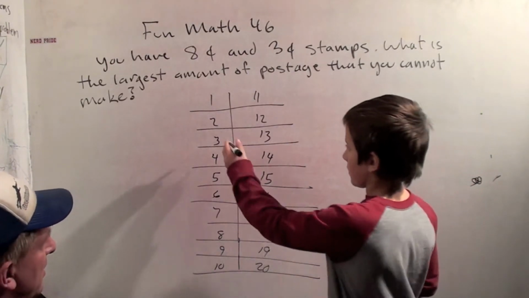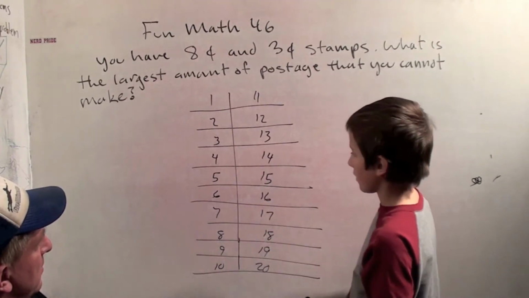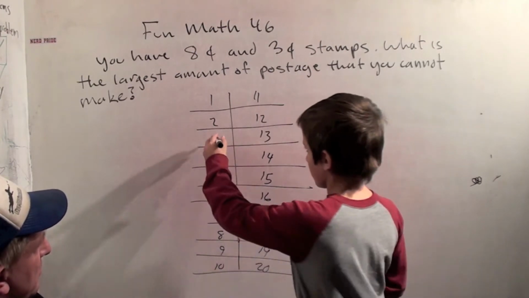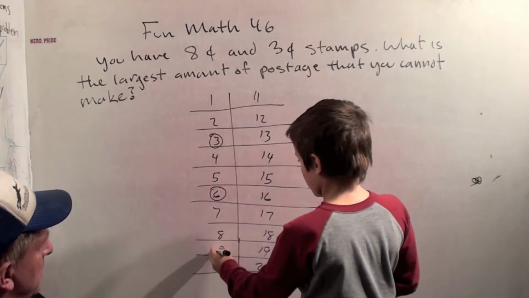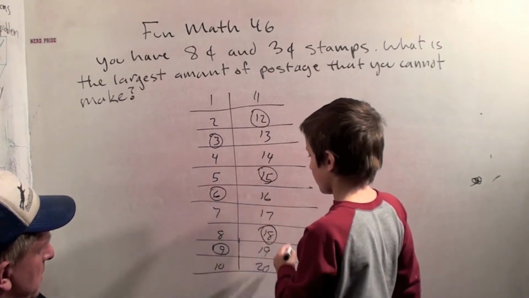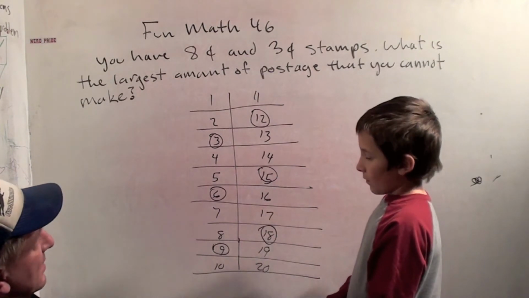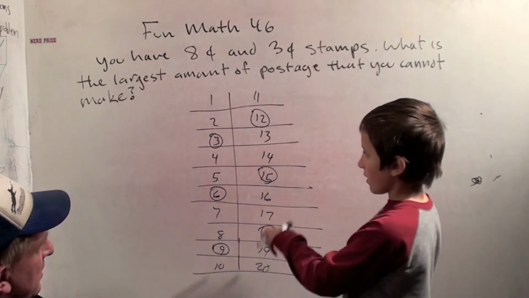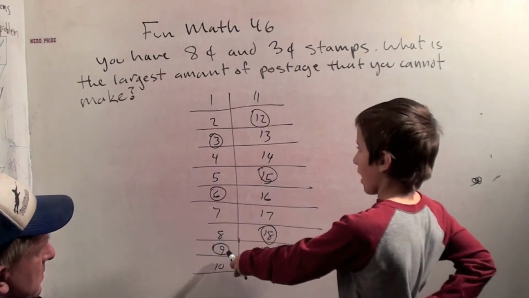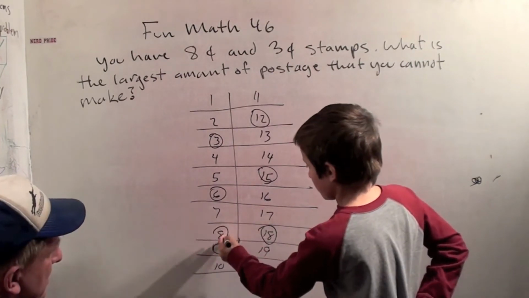So what's the easiest thing we can do? Just start finding what you can make using just threes. What can we make using just threes? 12, 15, and 18. These are the ones we can make using just threes. What's the next simplest thing? Starting with 8 and adding 3 every time. So the next simplest thing is to start with an 8 and just start adding 3.